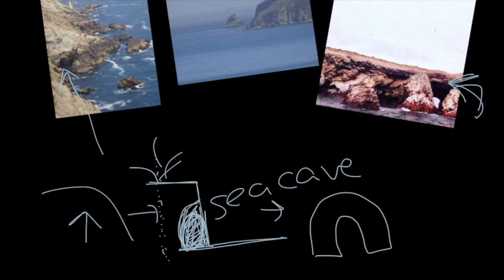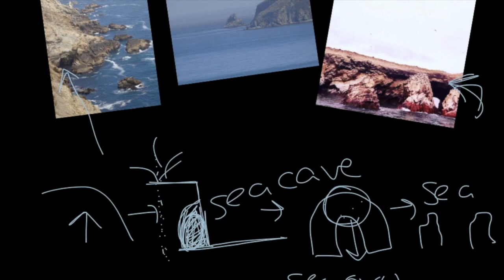Eventually, the top of this sea arch, or the keystone of it, will collapse due to weight and wind erosion, and it will turn into sea stacks, which are just rocks in the water. You can see one here. This one's known as Chimney Rock on the coast of California. It is a sea stack.